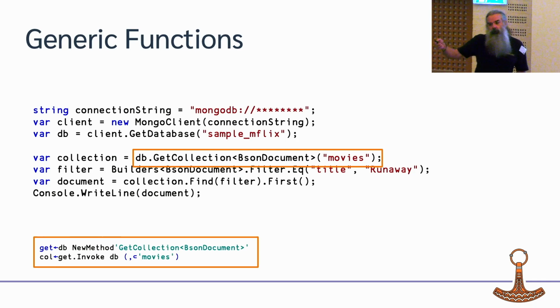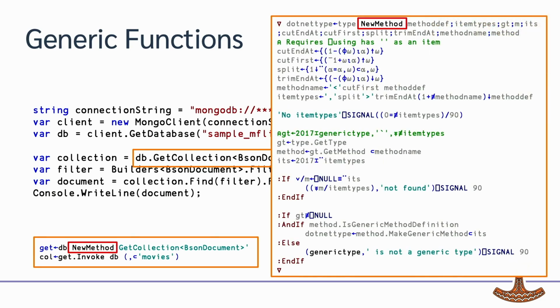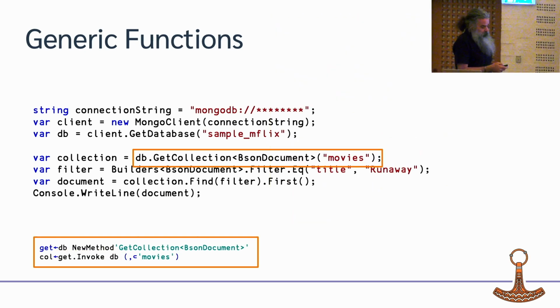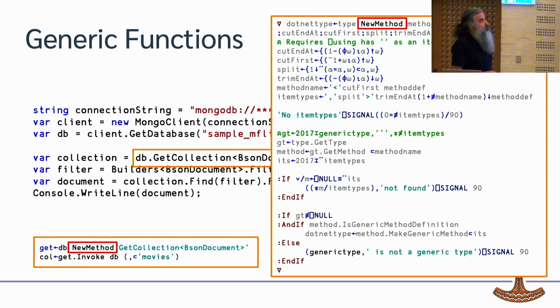We use a thing in the interpreter a lot called reflection, which allows us to interrogate the properties of a .NET assembly at runtime and do things dynamically. So we could write a horrible function called NewMethod, which instantiates an instance of this getCollection generic method taking of type BSON document. This is something that Bjorn wrote. So down here we call NewMethod, it does a bunch of stuff, and it returns a method that we can then invoke and give arguments to. But you don't want to do this all the time.